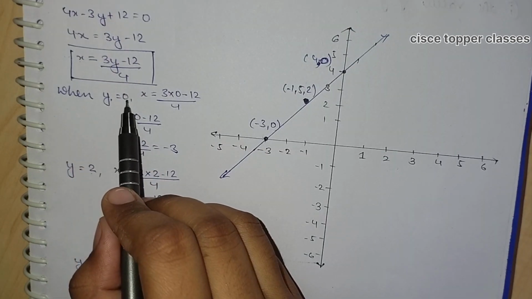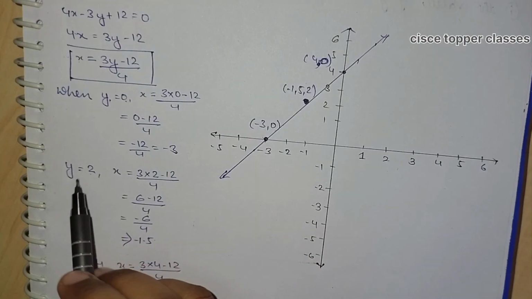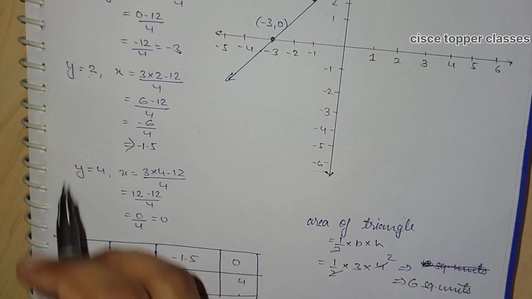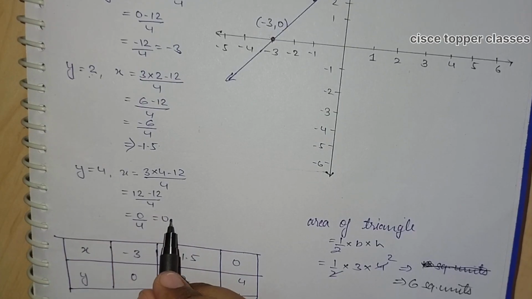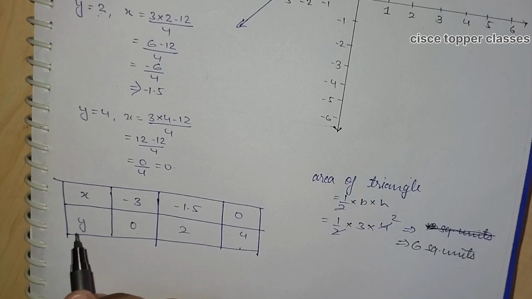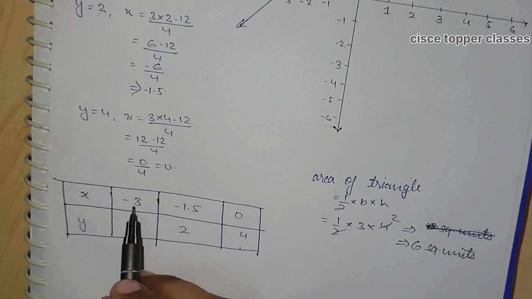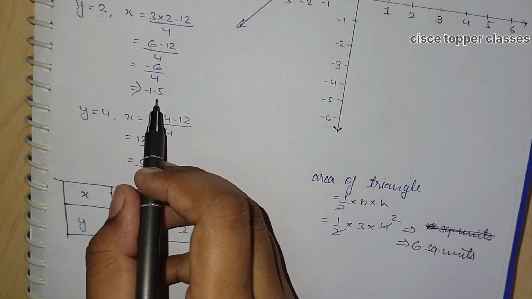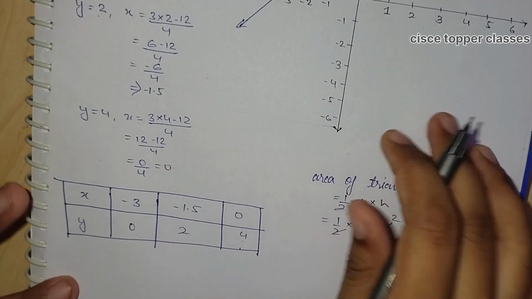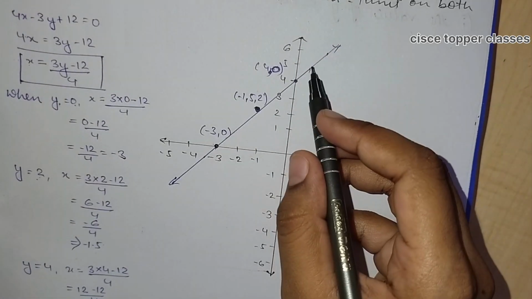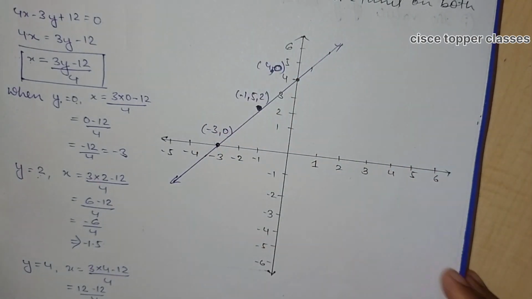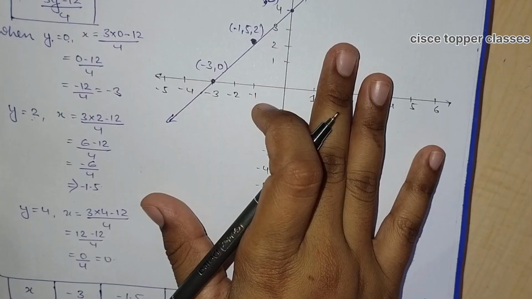If we put the value y is equal to 0, we will get x as minus 3, and if we put the value y as 2, x will be minus 1.5. And if we put y is equal to 4, we will get x as 0. Here we mark all these coordinates and then draw a line. This is the graph of this linear equation.